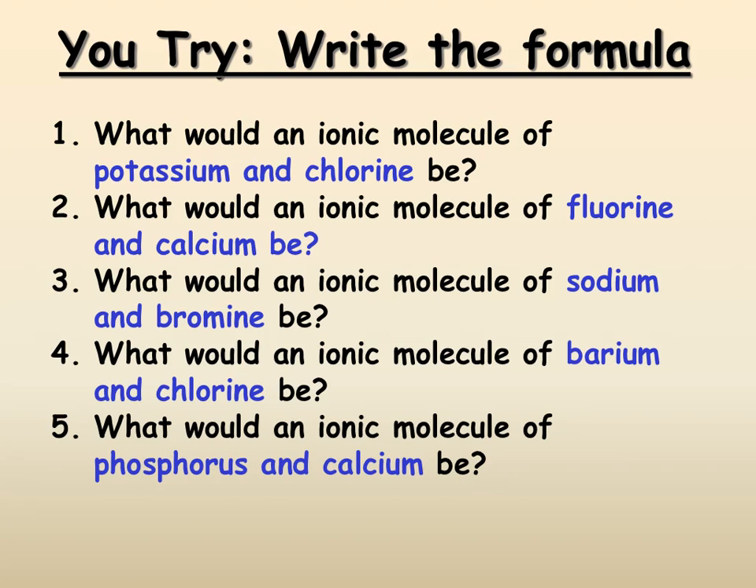And last one, phosphorus and calcium. We have Ca2+, P3-. So this one is another kind of complicated one. There's no easy way to double one and leave the other the same, so you've got to think about their least common multiple. That'd be 6. So to get 2+ to 6, we'd have to have 3 calciums, and then to get the phosphorus to 6, you need 2 of them. So it'd be Ca3P2.